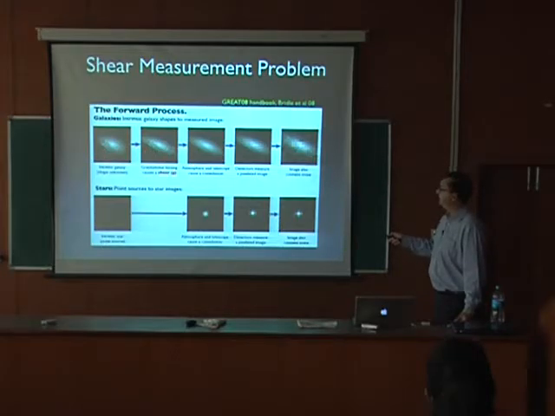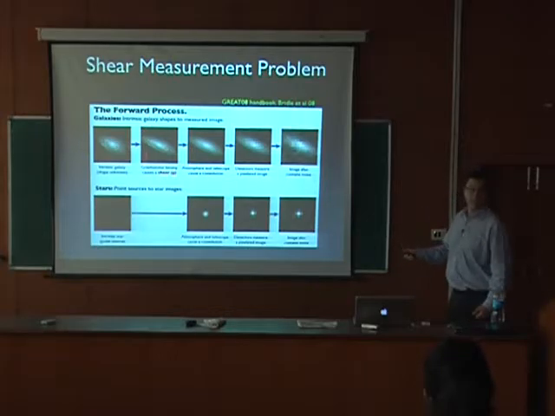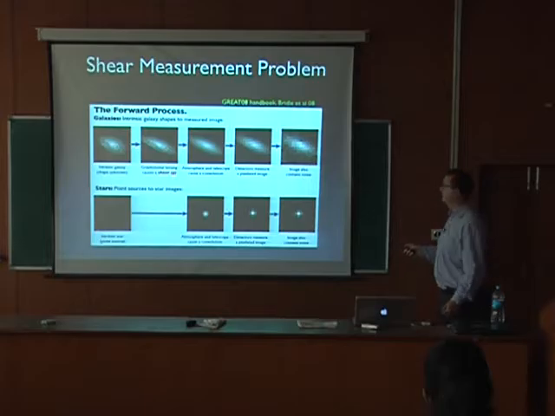Right? So it gets sheared, it's distorted because of the weak lensing effect, and of course that's exactly what we're interested in, right? That's what we want to estimate eventually, okay? Then this image gets blurred by basically the effect of the atmosphere and the telescope, right?